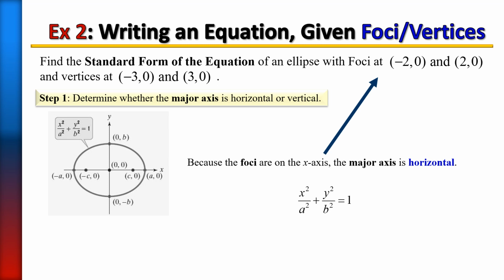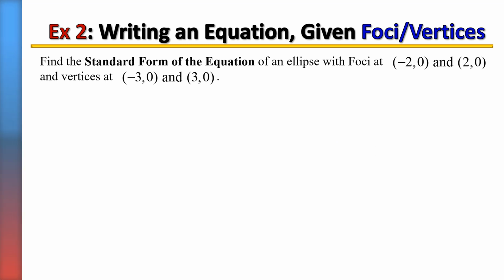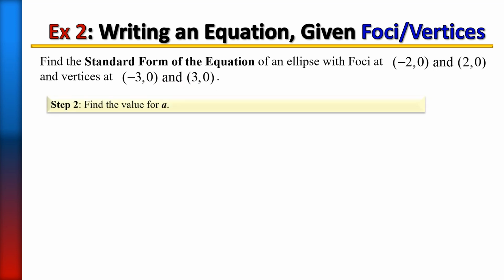So we can expect that once we write our equation in standard form, it will look similar to the equation you see here. We're going to begin by finding the value of a. The vertices are your endpoints, and if our foci are on the x-axis, then our vertices would be -3 and 3. So that means that a would be 3.